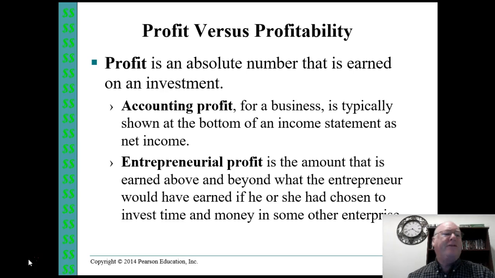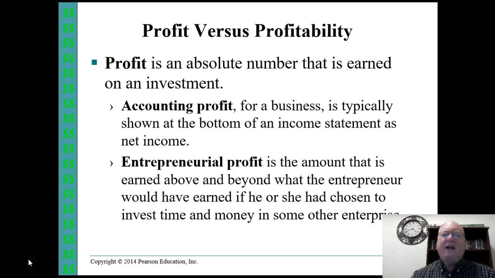There are two kinds of profits out there. One of them is called accounting profit. That just shows the bottom line of the income statement: net earnings, net profit. All of those things are synonymous terms. There's also a concept called entrepreneurial profit, which you will hear sometimes, but not very often. It is the amount that is earned above and beyond what the entrepreneur would have earned if he or she had chosen to invest time and money in some other enterprise.